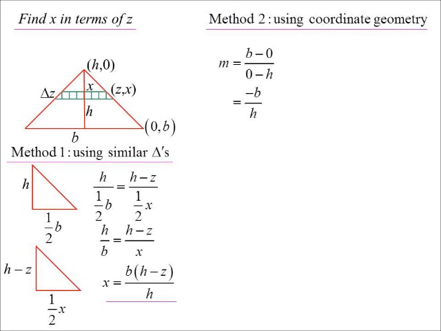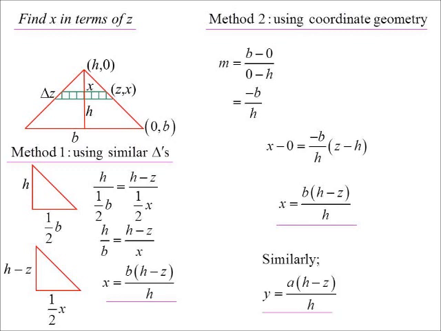This is where you've got to be really careful, because normally we go y minus y1 equals slope times x minus x1, but in this case it'll be x minus the value. I've chosen to use the top point. So x minus 0 equals b on h times z minus h. And there we go, we get the same formula. It's a matter of choice, really, how you go about it. I say a lot of people do use similar triangles to do that sort of thing. Personally, I go with coordinate geometry. That's my preferred method.